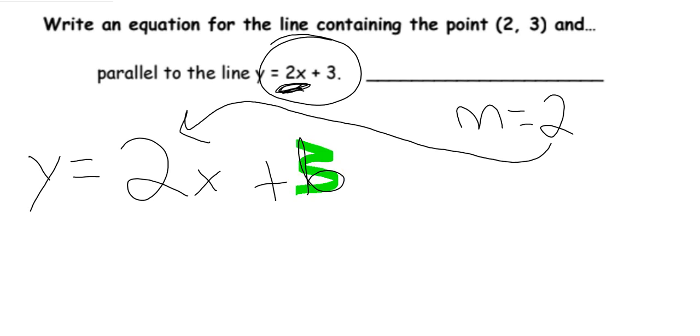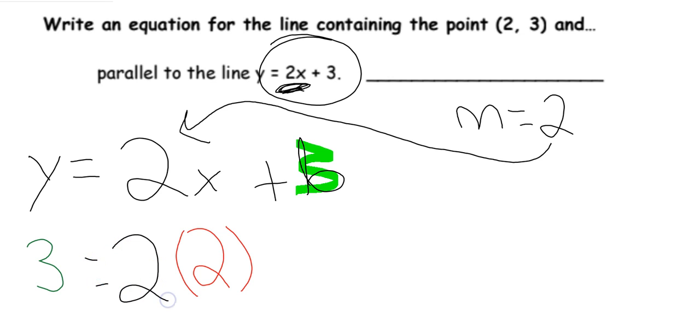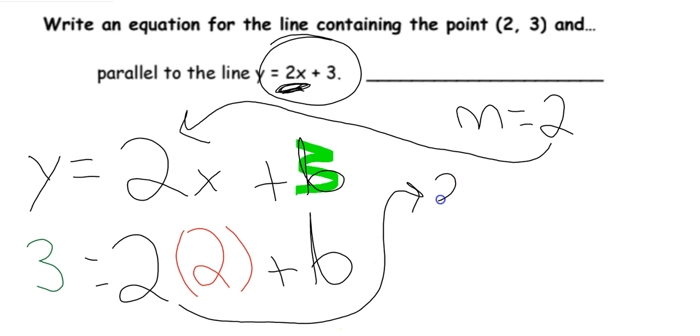So what I'm going to do is plug in my point's x and y. x is 2, y is 3. I'm going to plug in 2 here for x, and I'm going to plug in 3 over here for y. And the rest of this equation I'm going to keep the same. I still have my slope of 2, and I still have my y-intercept b. So I'm going to have 3 is equal to 2 times 2, which is 4, plus b.